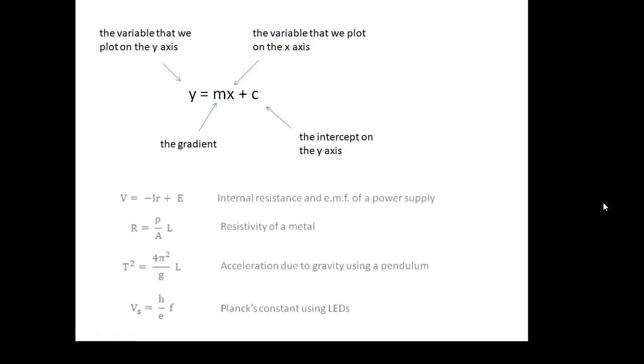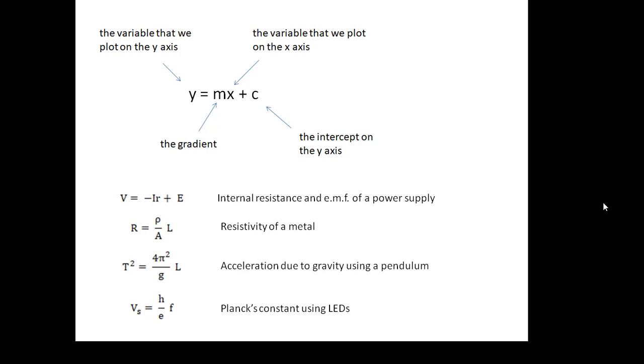And here are some examples that we will do in A-level physics. To find the internal resistance and the EMF of a power supply: V = -IR + E, and if we plot V against I, the gradient will be -R. The intercept will be the EMF, E. To find the resistivity of a metal, we plot R against L, and then the gradient is rho over A. We get the gradient of the graph and multiply it by the cross-sectional area of the wire, and that gives us the resistivity.